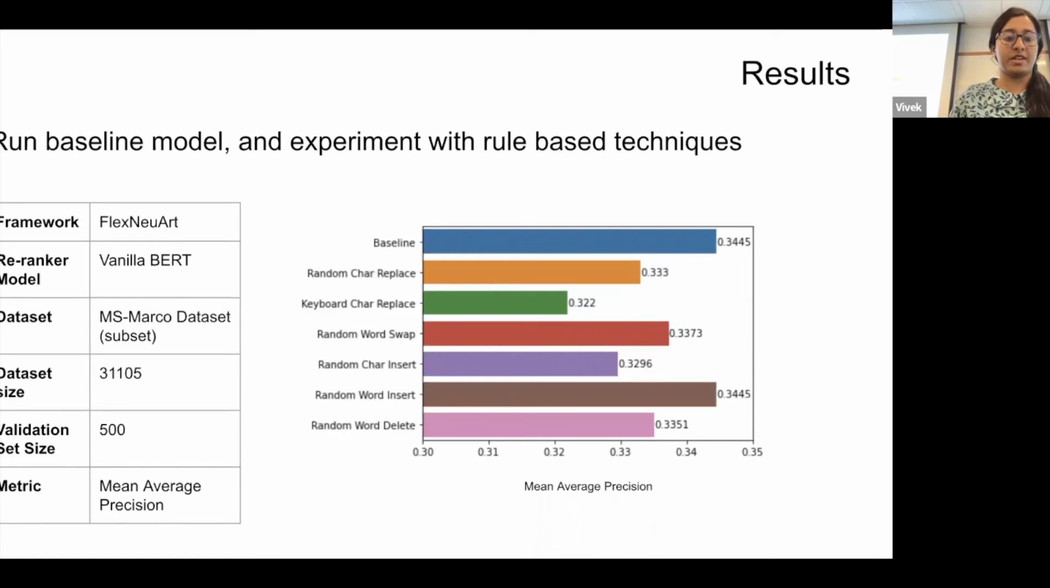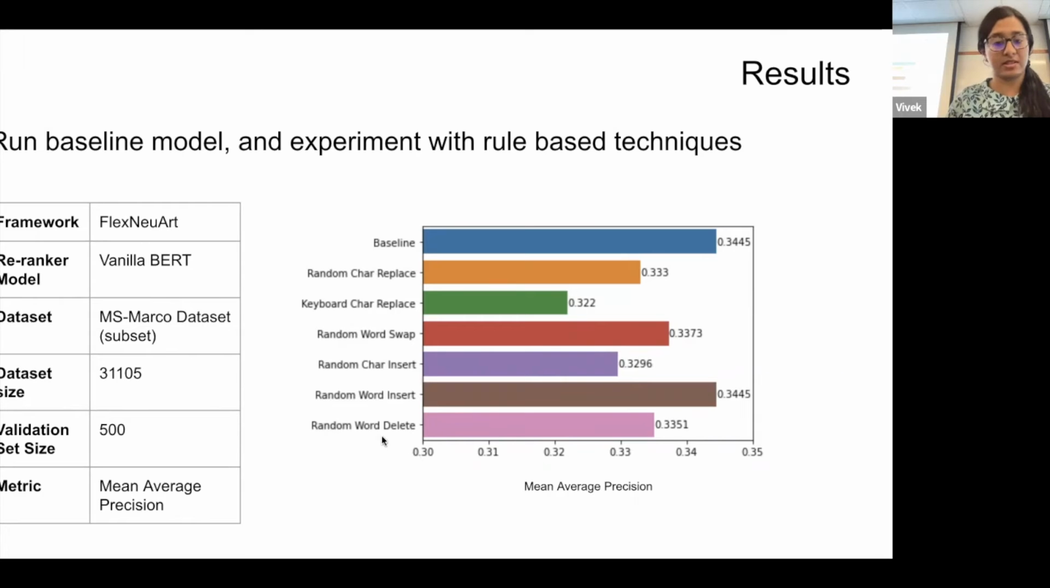What we've done here is set up the baseline model, and the baseline model starts with training the re-ranker model with vanilla BERT in the FlexNeuART framework. For the data set, we've used a subset of the MS MARCO data set. The data set size that we've considered is nearly 31,000 records with a validation set size of 500. And the metric that we've used is mean average precision. While we were training our baseline model, we noticed that the entire training converged at nearly 5 epochs, and therefore we have continued to use 5 epochs for our training of the experiments as well.